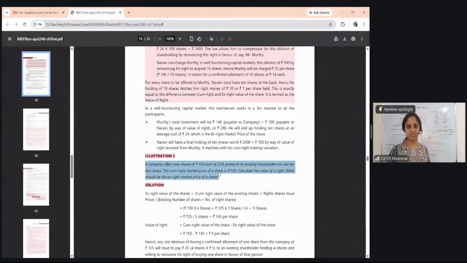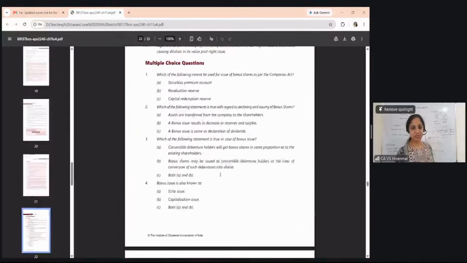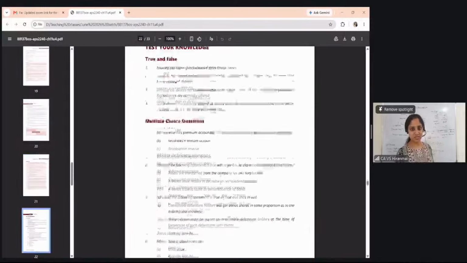A company offers new shares of rupees 100 each at 25% premium. So 125 rupees becomes the issue price. For 1:4 basis, 1:4 is the ratio. Cum-right market price is 150. That is nothing but the cum-right price. Calculate the value of the right. That's all. Simple.